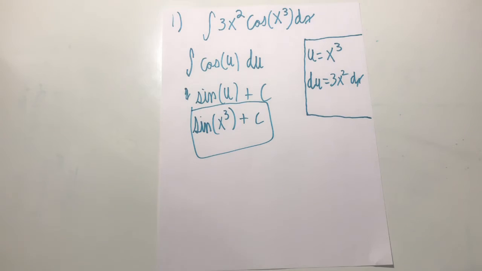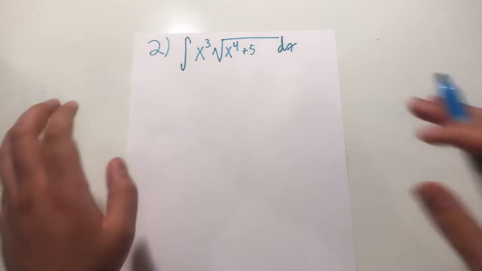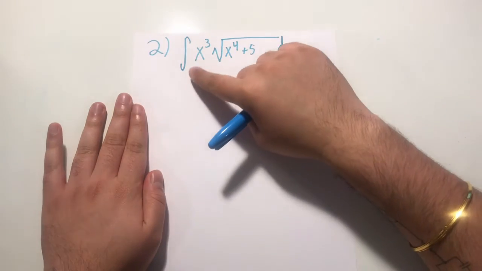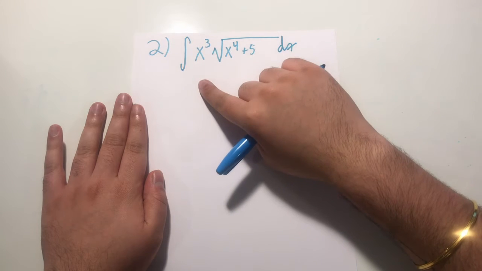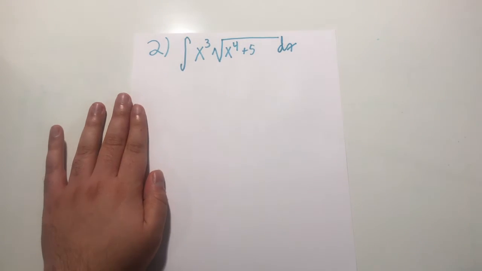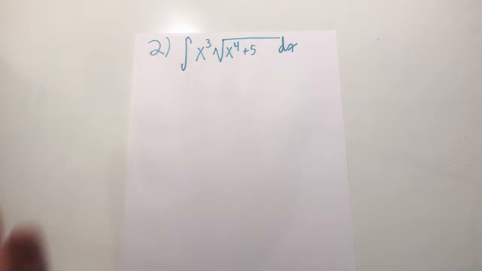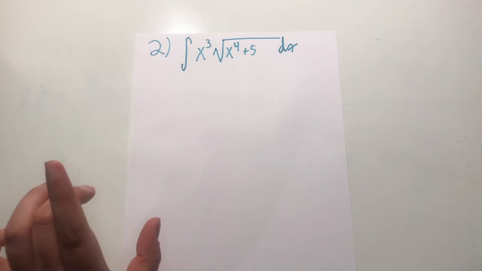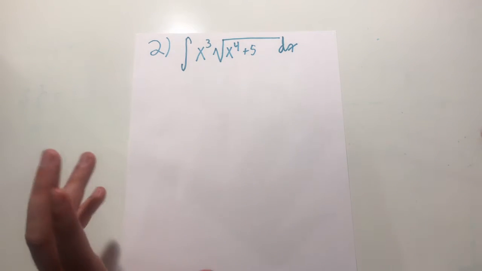Let's look at another example. So here we have the integral of x to the third times the square root of x to the fourth plus 5 dx. Now this will seem familiar. This is a lot like our example 0 problem, but I've modified it just a little bit, and you'll see why in just a second.